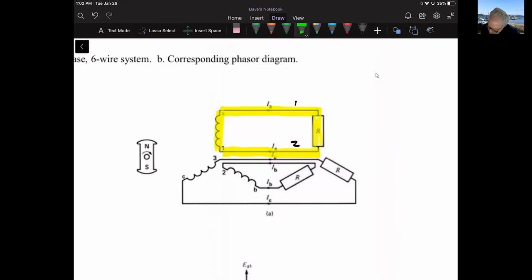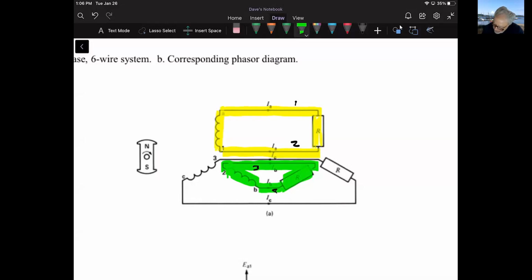Okay, now we're going to repeat that with phase B, right? And here is the phase B coil right here. And then from there, we connected to the resistive load, and we ended up with that segment of this. And together with that, we've got 2 more wires, we'll call this wire 3, and this is wire 4.